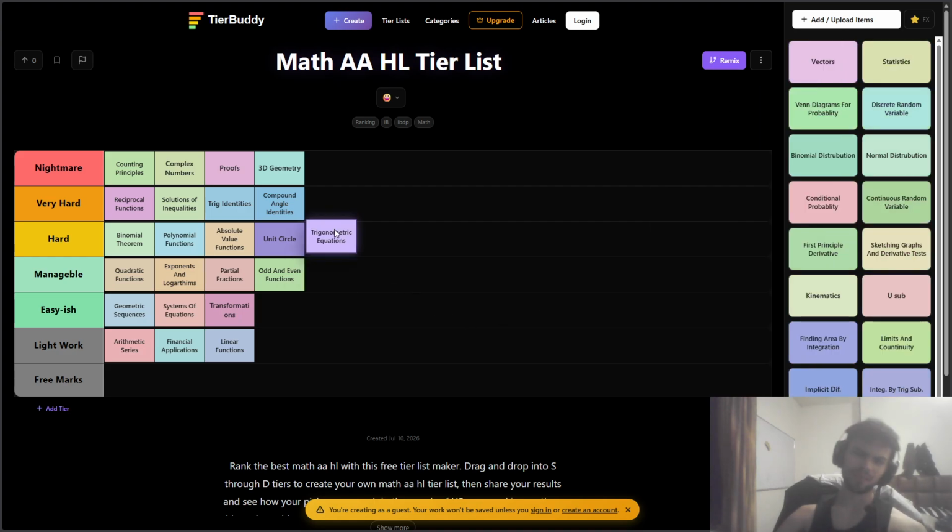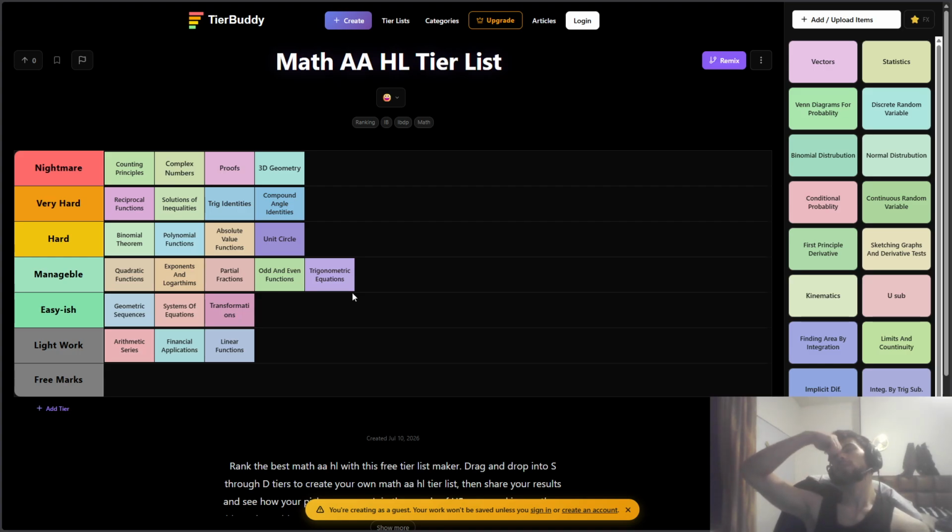Trigonometric equations, they're hard. I don't think they're really... people complain a lot about the unit circle and trigonometric equations, but I find them so enjoyable. I like them a lot. I think trig equations are in the manageable tier. Once you start with them, they are extremely difficult, but once you build an intuition and solve them, they're manageable. I don't think they're that hard.